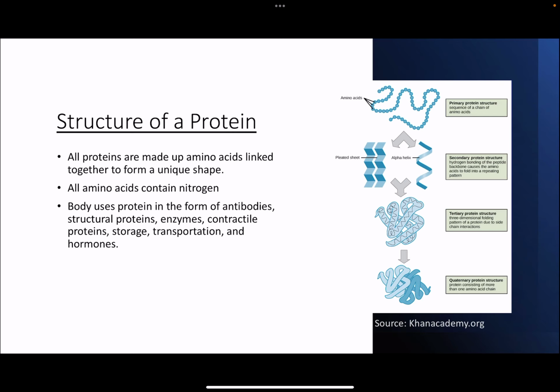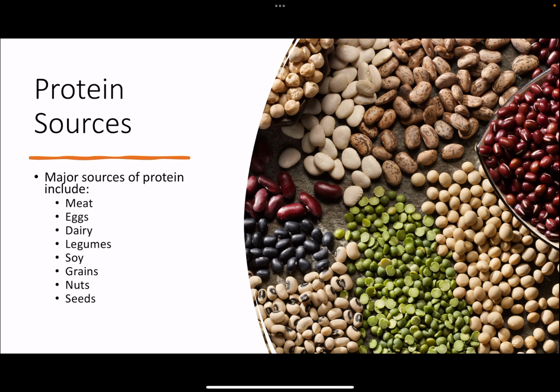Our body uses protein to form antibodies, structural proteins, enzymes, contractile proteins, like in our muscles, for storage, transportation, as well as hormones. Some major protein sources include meat, eggs, and dairy, and some main plant-based protein sources are legumes, soy, which is also a legume, grains, nuts, and seeds.